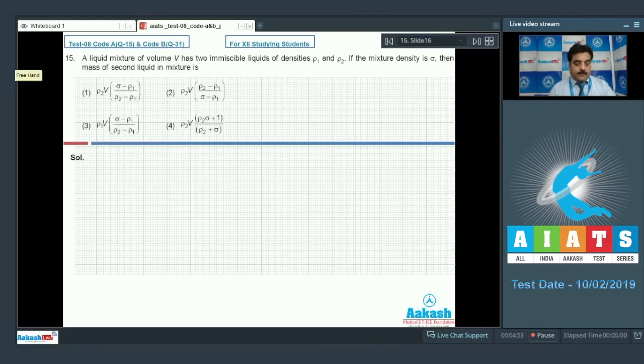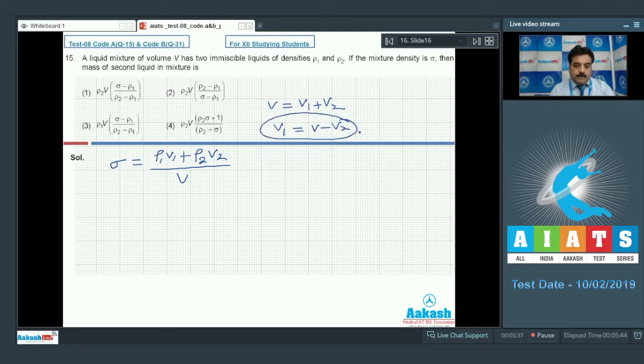In problem number 15, a liquid mixture of volume V has two immiscible liquids of density ρ1 and ρ2. If the mixture density is sigma, then the mass of the second liquid in the mixture is. First I will write the total mass, and you know mass is given by density into volume. So in case 1, ρ1 V1, and in case number 2 it will be ρ2 V2, divided by the volume V. And we know V is equal to V1 plus V2. So V1 will be equal to V minus V2. This is my relation number 2 and this is my relation number 1.